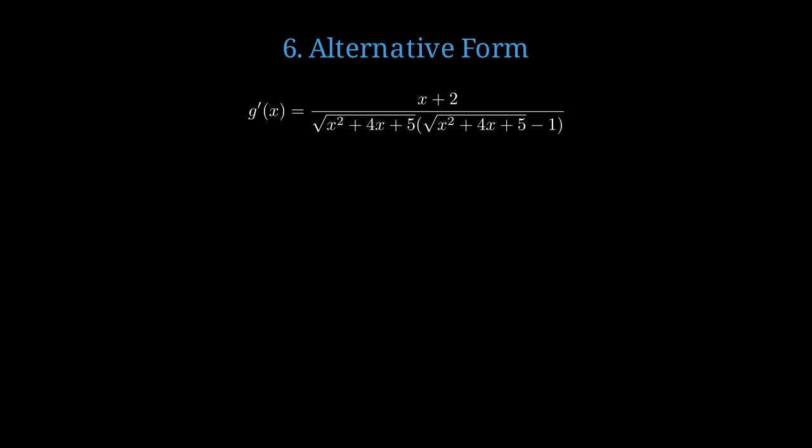We can also write this in an alternative, simplified form. This is our final answer. G prime of x equals x plus 2 over the square root of x squared plus 4x plus 5 times the quantity square root of x squared plus 4x plus 5 minus 1.